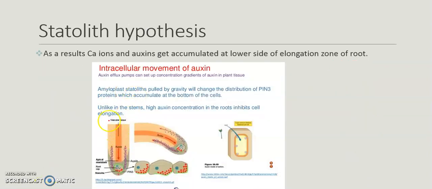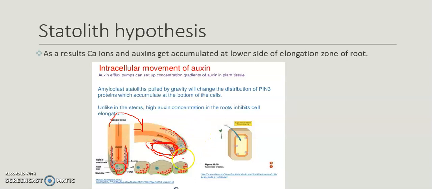See this? When the plant was in the vertical position, it is like this. Here you can find the auxin. Here there was auxin, calcium ion was also there, and here you can find the statolith. But once they turn the plant horizontally, this is how it happens. Calcium 2+ ions are redistributed, auxins are transported laterally, and they are getting accumulated here. Calcium 2+ ions and auxin are getting accumulated here.